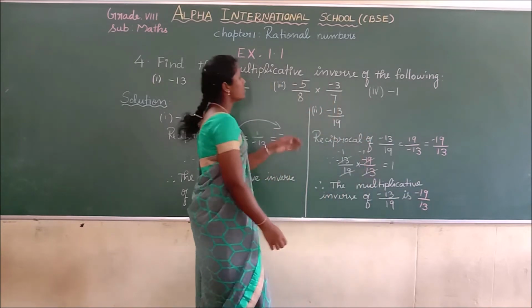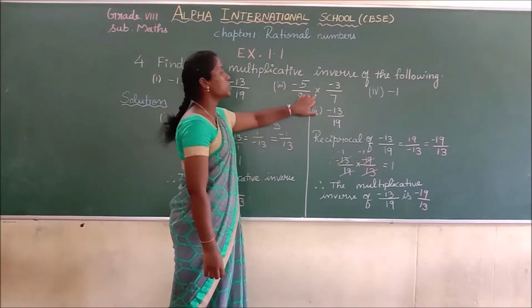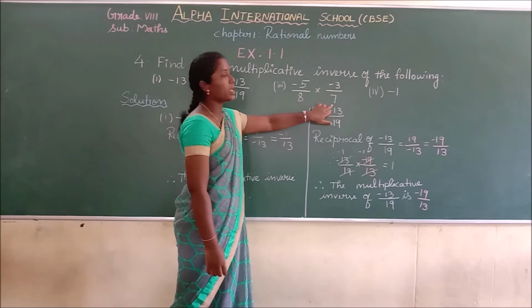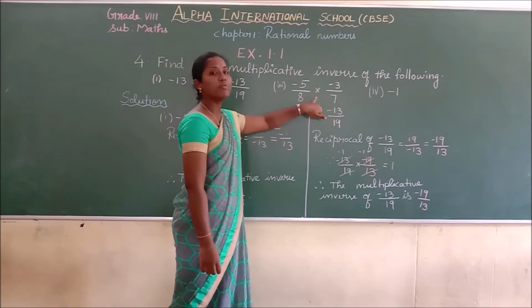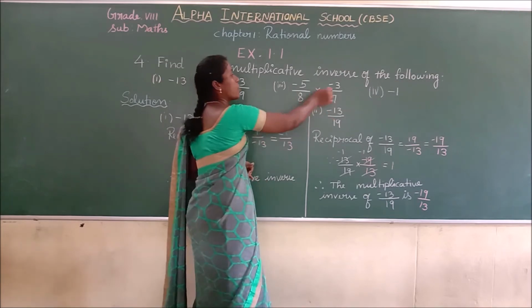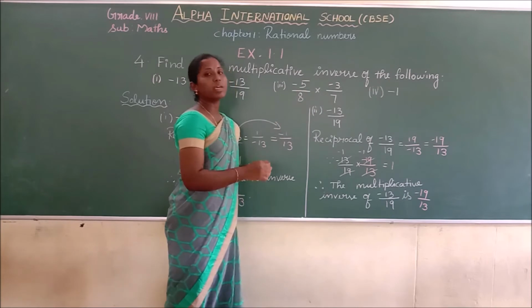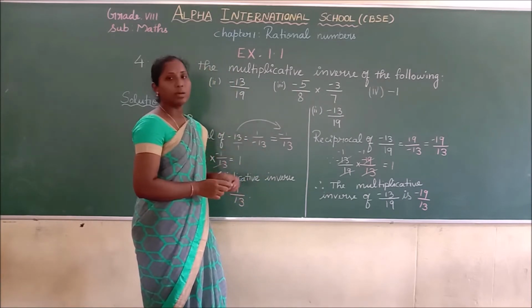So next we are going to see the multiplicative inverse for minus 5 by 8 into minus 8 by 7. Okay, here they have given the two rational numbers, but it is in the form of product. They are combined by operation product. So we have to consider this as a single number and we have to find the multiplicative inverse for the given number.